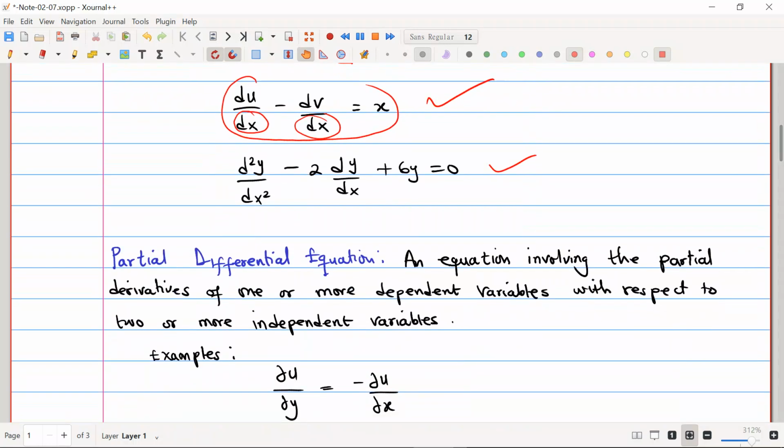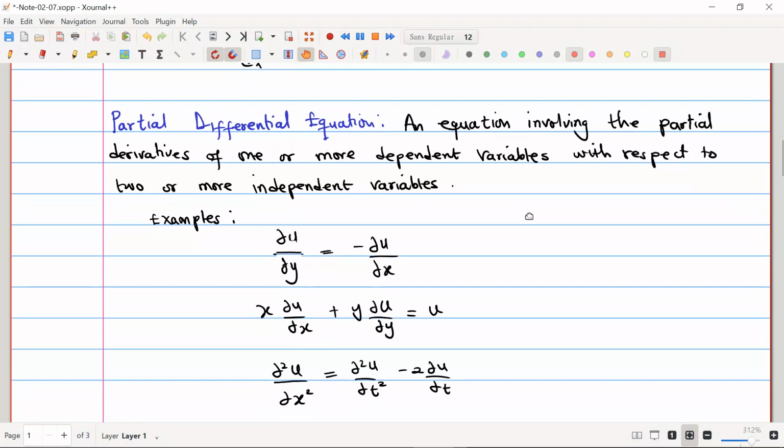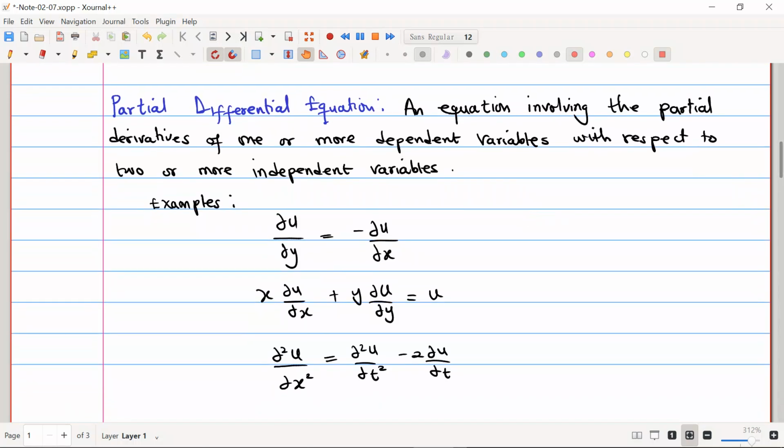Now, by type we have two: ordinary and partial. The partial differential equation, on the other hand, is an equation involving the partial derivatives, and this is very important, of one or more dependent variables with respect to two or more independent variables, okay? So here in a partial differential equation, you realize the operation is partial u partial y. You see a del, right? You don't see just du dy.